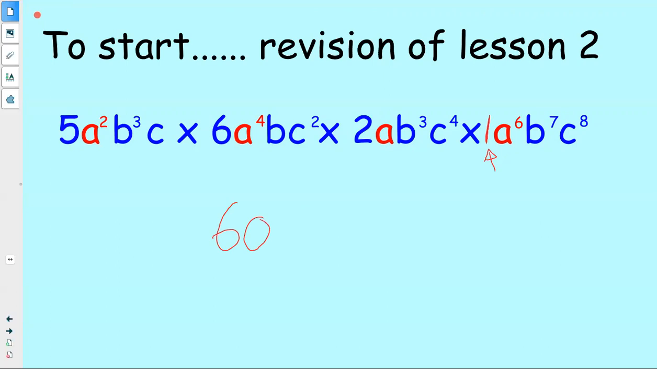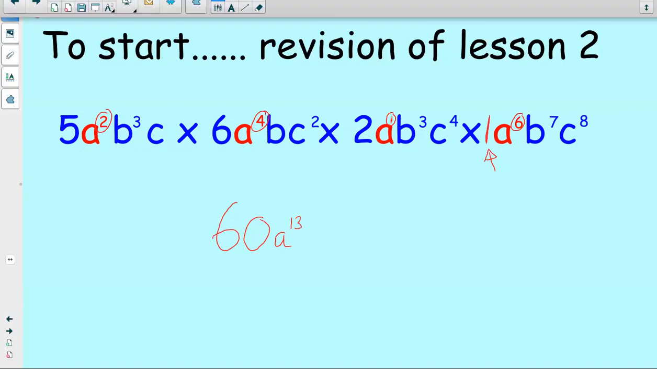Let's move on to the next one. Let's look at the A's. Now remember from lesson 2, you know what the indices rules are when you have powers. You add the indices together. So you're going to do the power of 2, the power of 4. This one doesn't look like it's got a power, but it's got a power of 1, and then a power of 6. So if I add all of them together, 4, 5, 6, 7, 13. This is a to the power of 13.